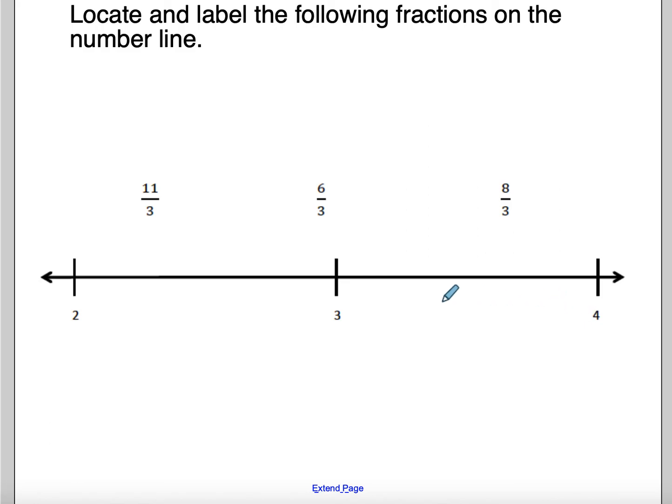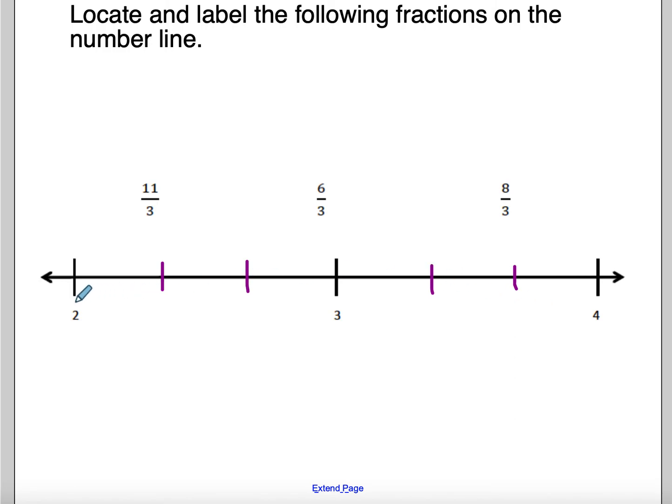Okay, let's begin. So we have 2 wholes, 3 wholes, 4 wholes, and we're representing thirds here in these fractions. So we're going to split these into 3 equal parts between each whole. Let's go ahead and do that. So we're going to do 2 partitions to make 3 equal parts. Same thing over here, 2 partitions to make 3 equal parts. So now we have thirds on this side and thirds on this side for each whole.